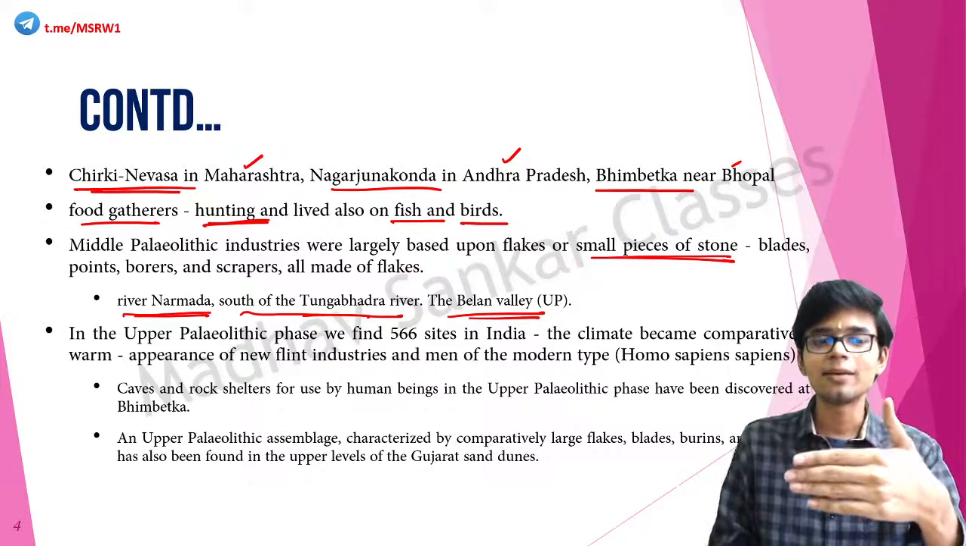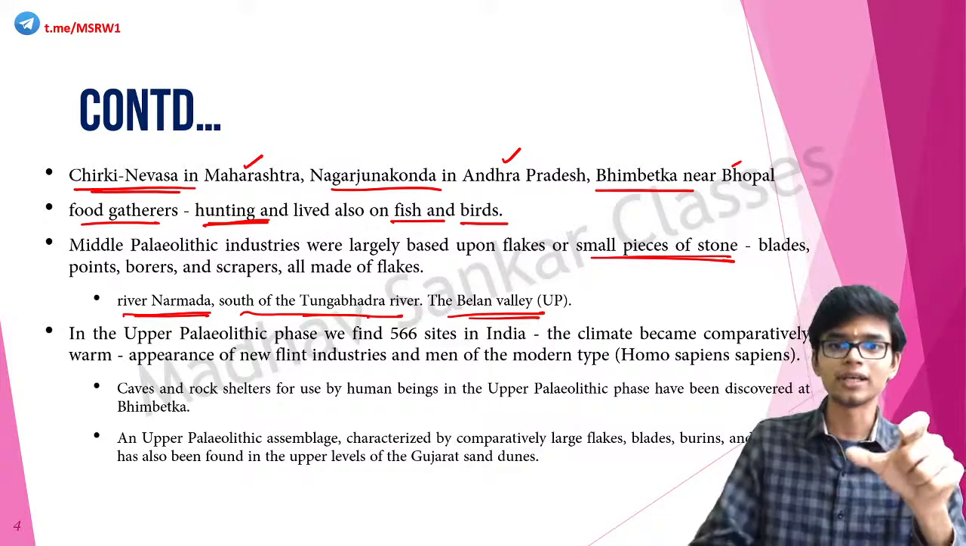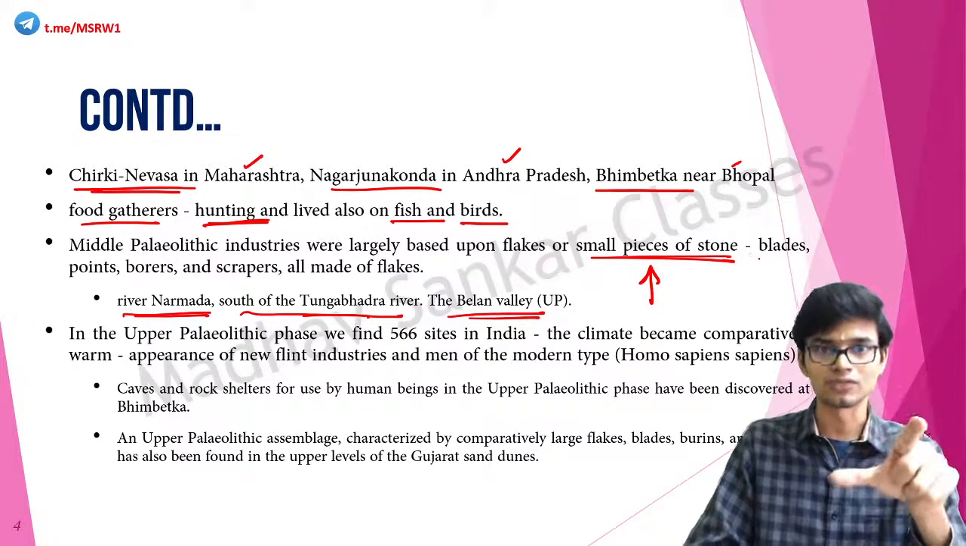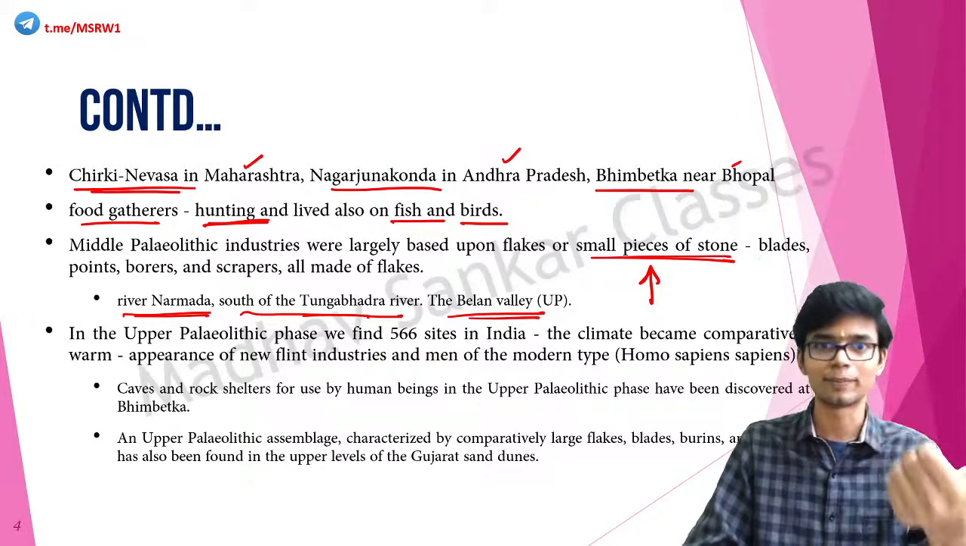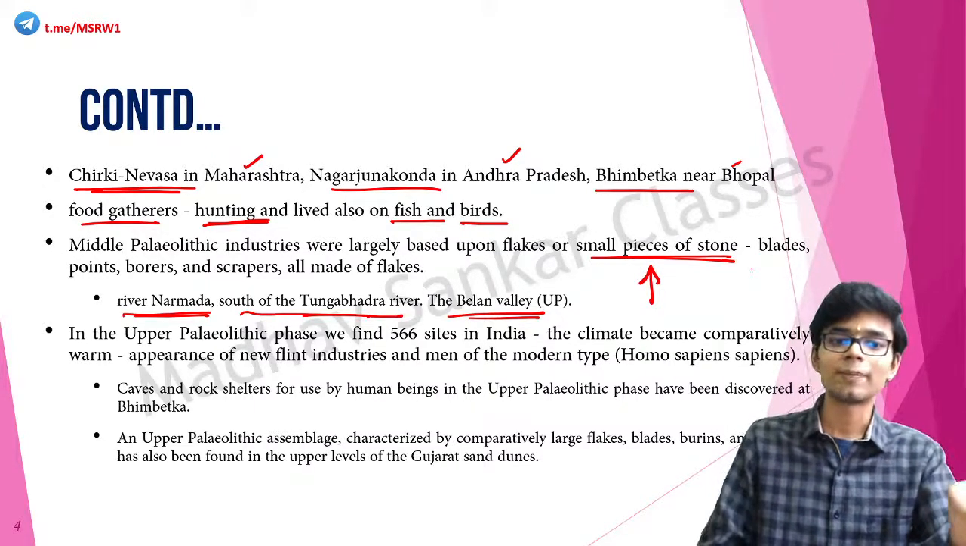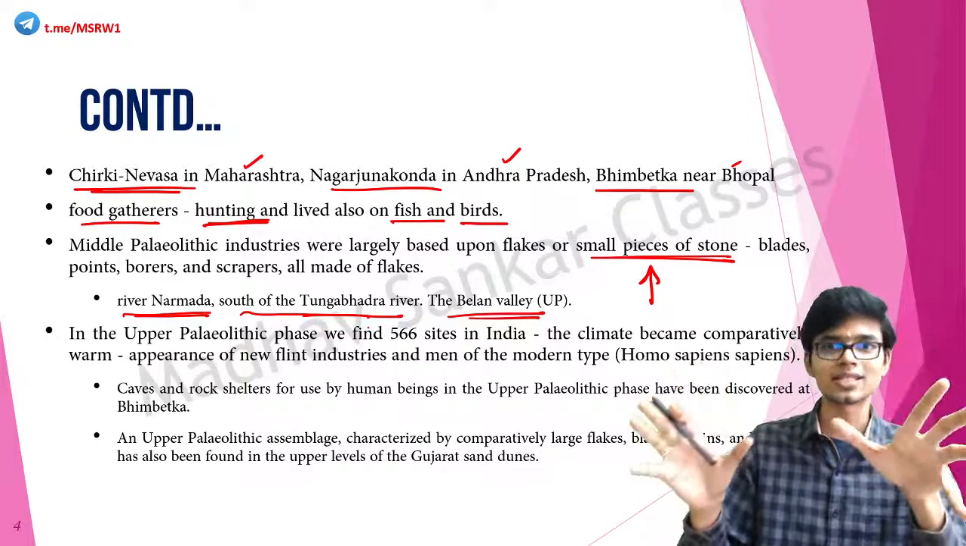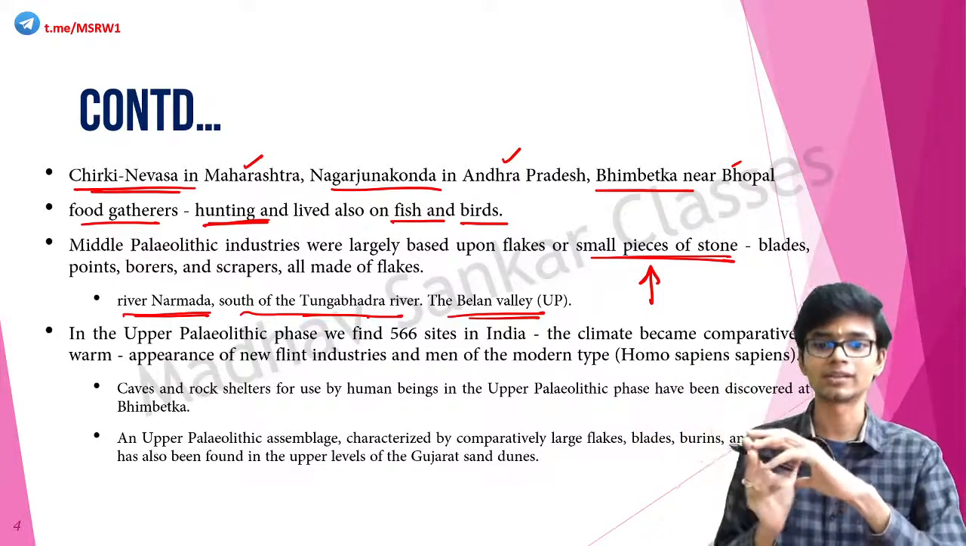So this is the Middle Paleolithic site. The most important point is the occurrence of small pieces of stones, which were eventually used as weapons and tools. Then comes the Upper Paleolithic phase. We find around 566 sites in India that deal with the Upper Paleolithic.